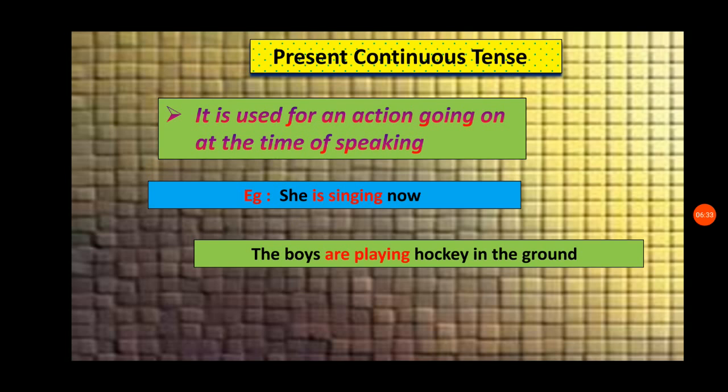She is singing now. At present, the girl is singing a song. The boys are playing hockey in the ground. So they can be playing for 2 hours or 3 hours, but at present, the playing is going on continuously without stopping after starting. So the boys are playing hockey in the ground. It is a present continuous tense.